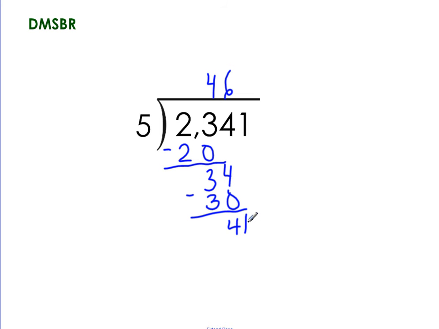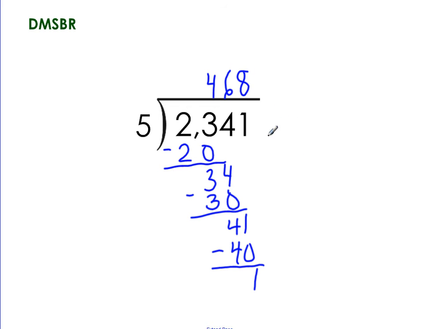And now we're going to Rover the dog repeat, because it's not time for a remainder yet. So we're back to dad divide. 5 divides into 41 about 8 times. 5 times 8 makes about 40, which is close to 41. So we'll put the 8 up here. So 8 times 5, mom multiply. 8 times 5 is 40. Now we're going to sister subtract, and we have 1.